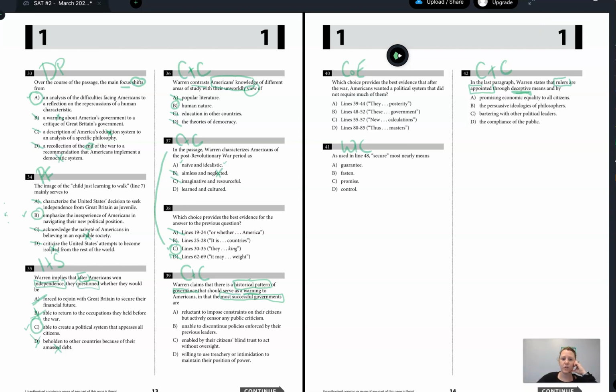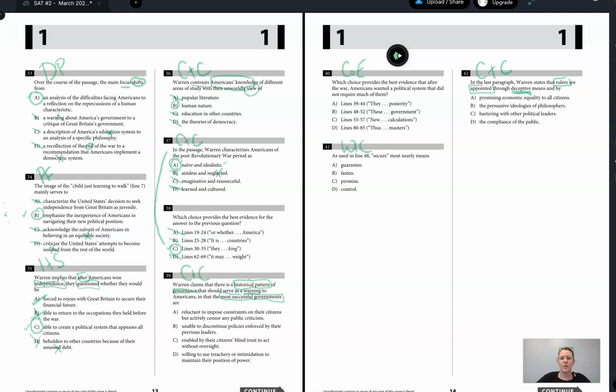And then learned and cultured, again, that goes more to, if we had chosen line B, I think we would have accidentally chosen D and gotten both of these wrong. We're not suddenly learned and cultured because the war is over. So I think it is this naive. Naive goes well with that ignorant and us not knowing what to do next, or us thinking that all we have to do is win the war and all of a sudden, yay, freedom. That does sound pretty idealistic. So I think A is our answer.